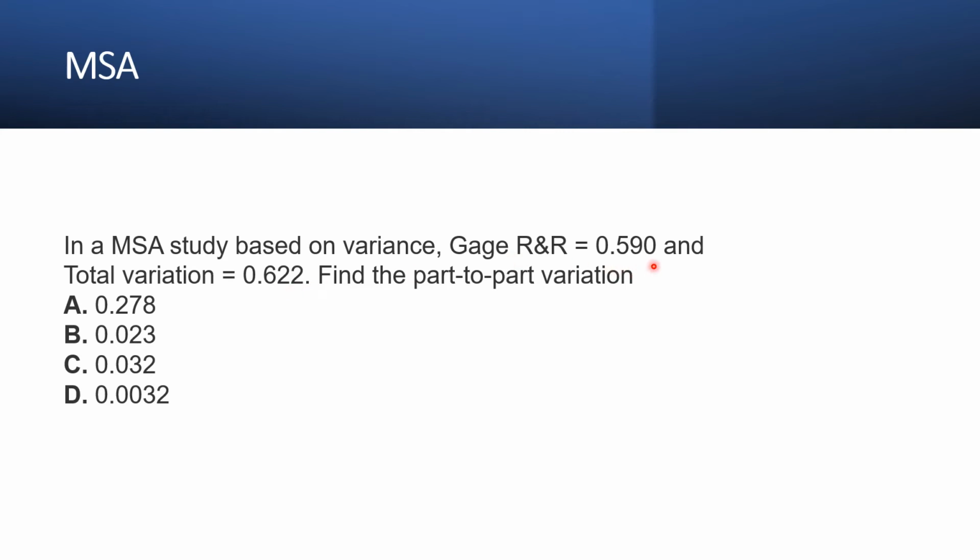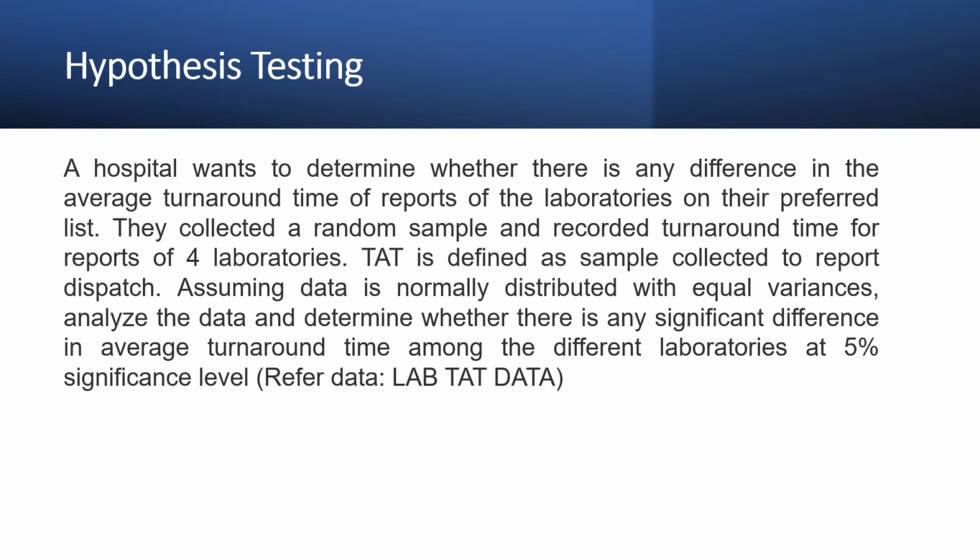So 0.6 minus this will get you this value, and since these gauge R&R values are generally given in standard deviation, you have to use the rule of square, right? You square the gauge R&R value, square the part-to-part variation, then take the square root, that will be equal to total variation. So you just have to do some little maths to get the answer for this.